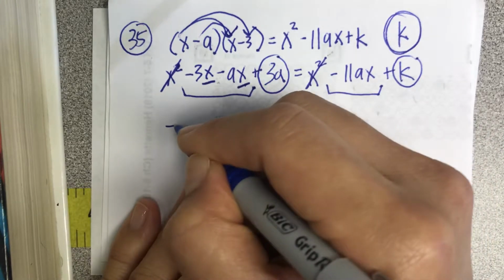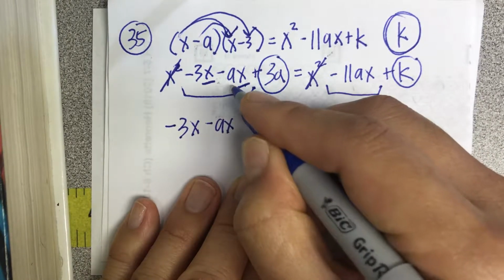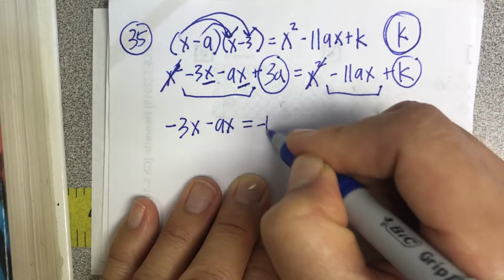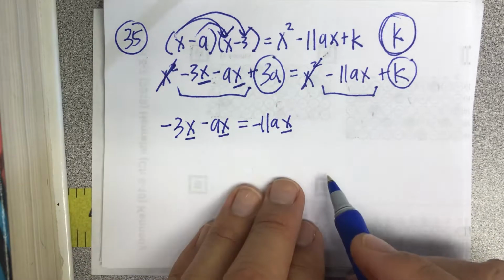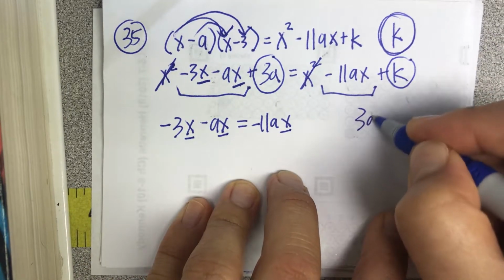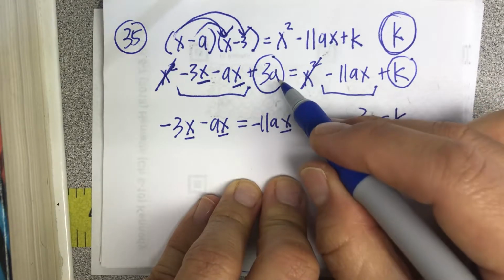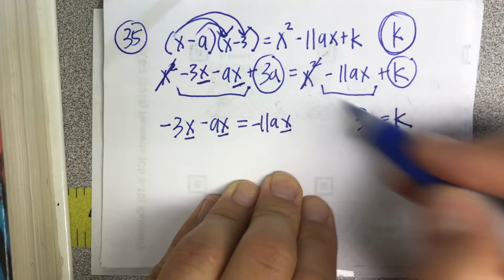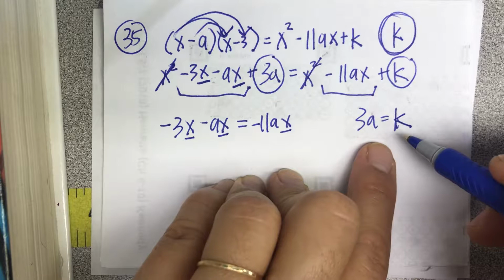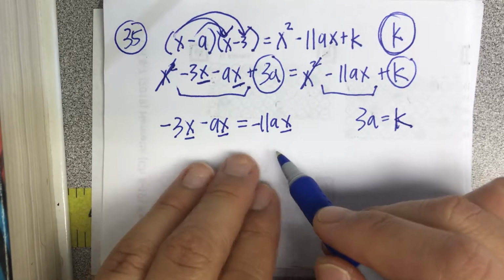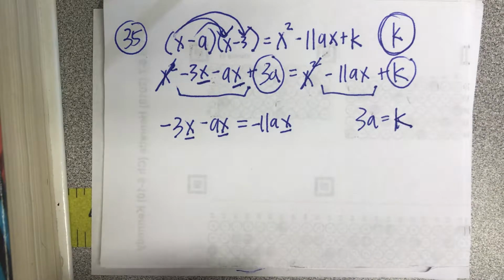I'm just going to rewrite this. Negative 3x minus ax, the like term on this side, equals negative 11ax. And we know that because all of these have the x's, and this side equals that side. And then we know that the 3a has to equal k, because this one will be the full number that doesn't even have a variable in it. If we were to replace that with a 2, then k would be 6. Do you get that? So that's actually what we're going to do, because we can't work with these numbers until we plug a number in to figure out what it is. Let's just plug in 2, for example.